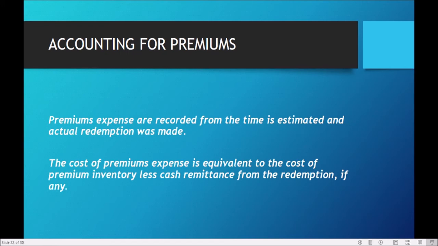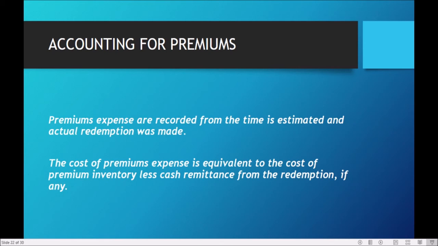Yung premium inventory, yung ipamimigay, less cash remittance from redemption. Yung cash remittance kasi, there are premiums na sasabihin, mag-ipon ka ng 10 pakete ng shampoo, pwede mo siyang i-exchange into a glass, you know, babasagin na glass. Glass nga, di ba? Babasagin yon. Pero, para maka-exchange, you need to pay around 10 pesos. Okay? Pwede po yun, no?